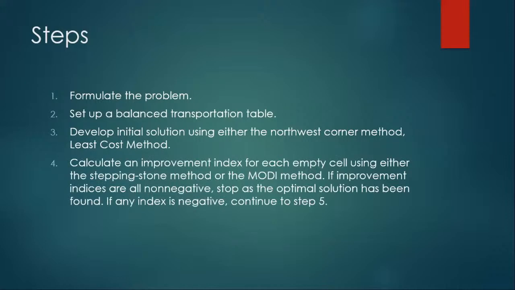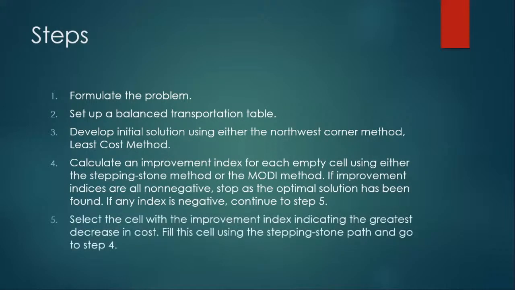Calculate the improvement index for each empty cell using either the stepping stone method or the MODI method. If the improvement indices are all non-negative, stop, as the optimal solution has been found. If any index is negative, continue to step 5. Select the cell with the improvement index indicating the greatest decrease in cost. Fill the cell using the stepping stone path and go to step 4.